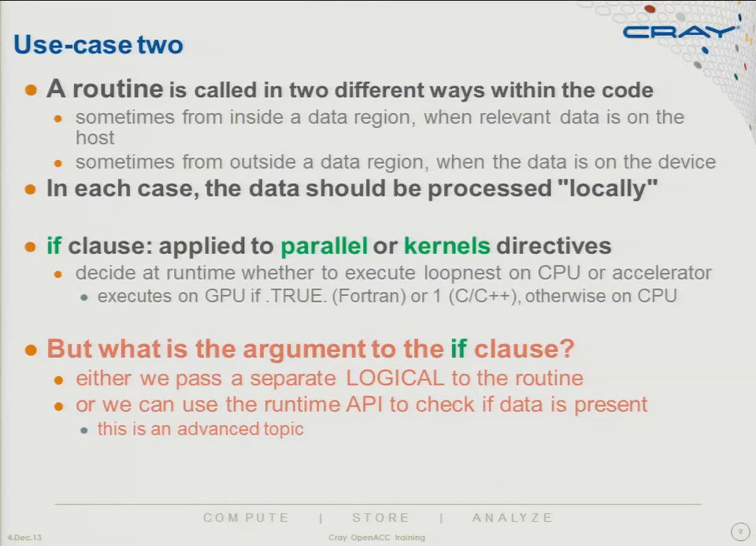I mean, one way we could do it is we pass a logical in. So we pass in data that we know is on the CPU, and we pass in a logical variable that says false. Or we pass in data that we know is on the GPU, and we pass in a logical that's true, and then we just put that logical in the if clause. That would be one way to do it, but we'd have to put this extra logical in there, and you're changing your code to do this.